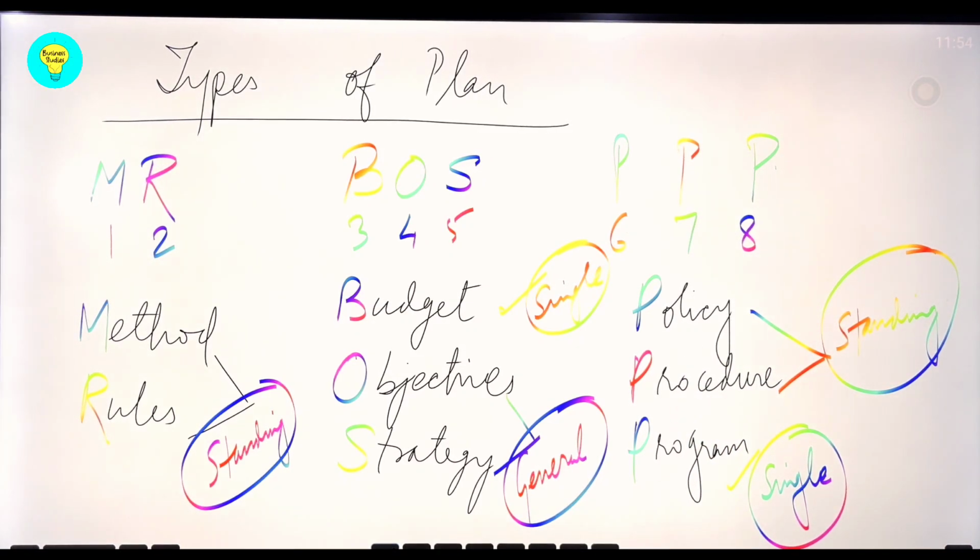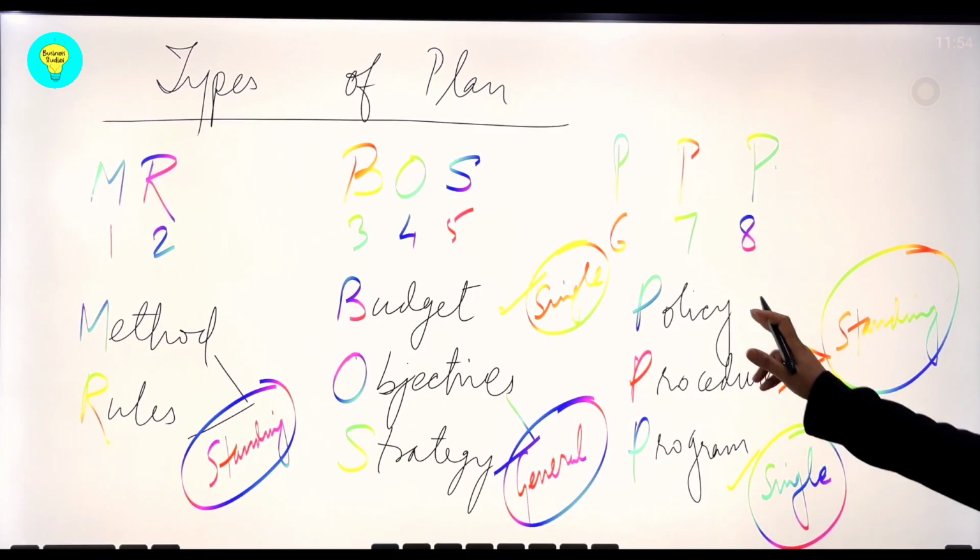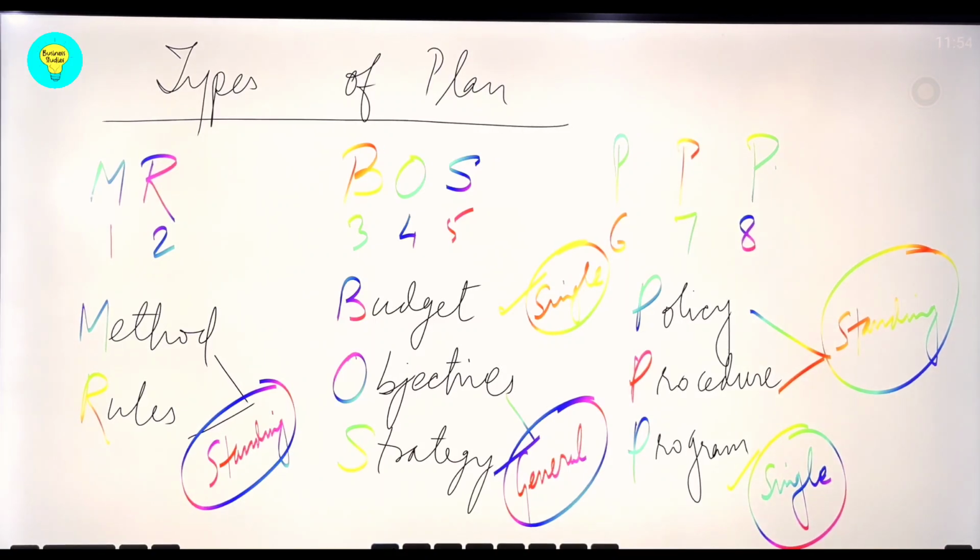Mr. Boss PPP for 8 sorts of plan, and M and R being standing plans. Similarly here double P, P and P, they are also standing plans. One program and one budget are single use, and objectives and strategies have been put under general types of plan that can be shifted to any of the 2 categories.